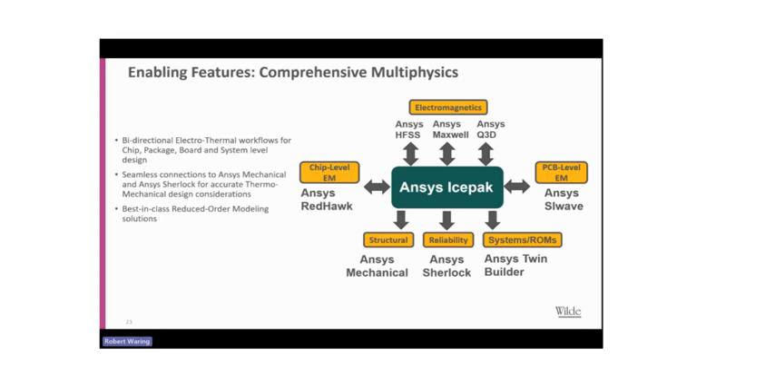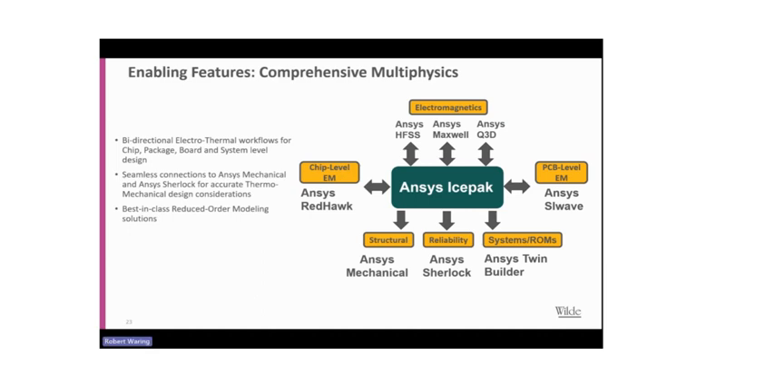The comprehensive multi-physics solution offered by ANSYS enables bidirectional electrothermal workflows that facilitate the interaction between electrical and thermal aspects of electronic designs. Engineers can seamlessly model how electrical power influences the thermal behavior and vice versa, and this helps ensure an accurate representation of the system's performance under real-world conditions.